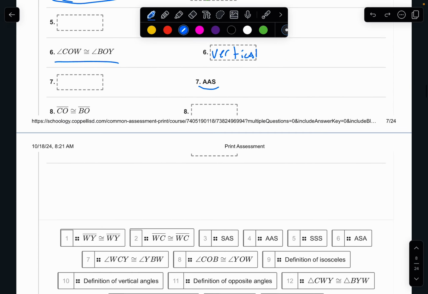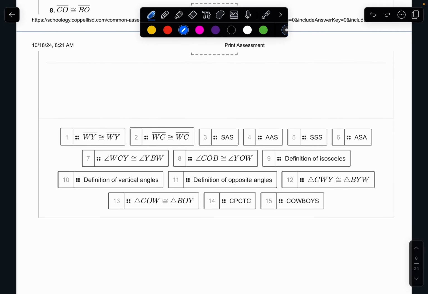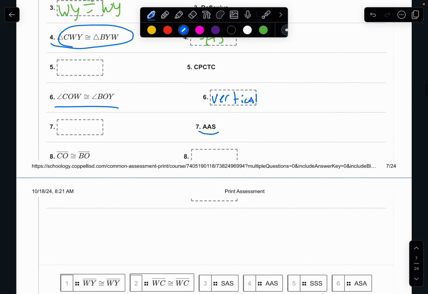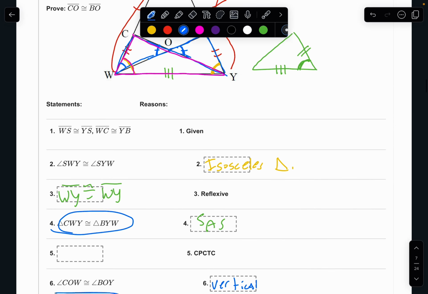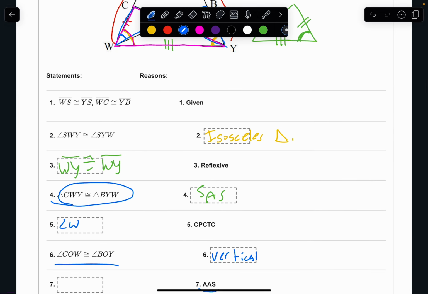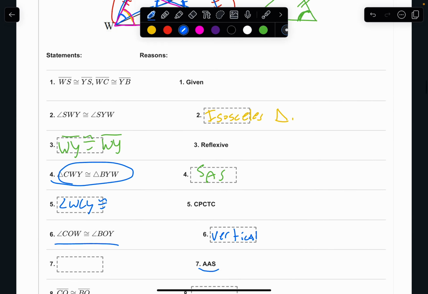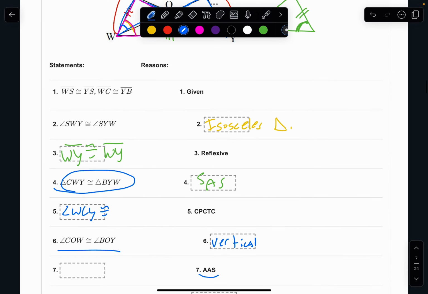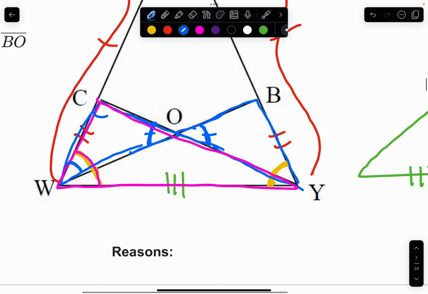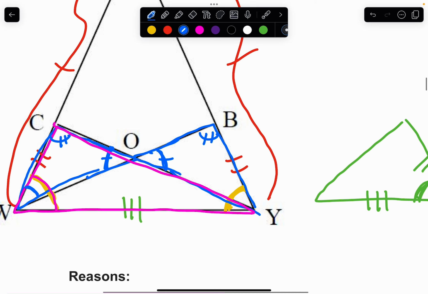So if we go look at the options down here, it's got to be that angle C and that angle B. So angle WCY is congruent to angle YBW. That's got to be our option. And that is CPCTC. And now that we know that this angle is congruent to this angle, it can help to draw it off to the side. If I draw that blue triangle, we have the vertical angle, we have the angle at the top, and we have this side over here.